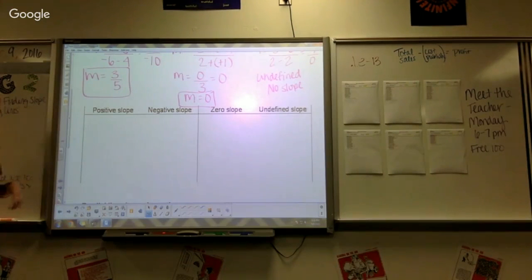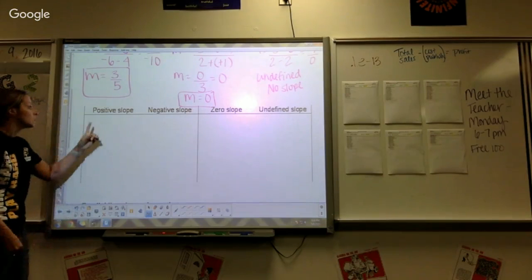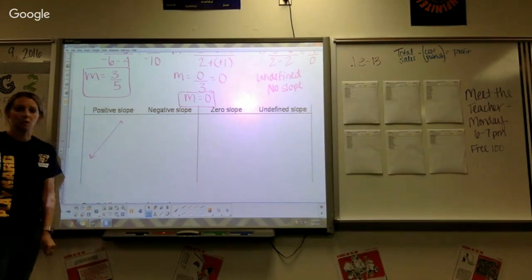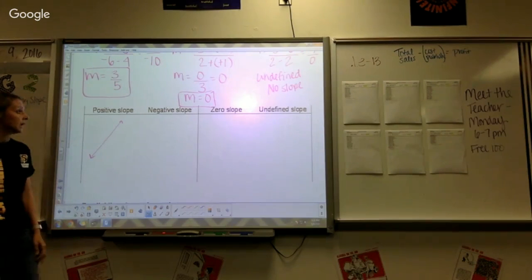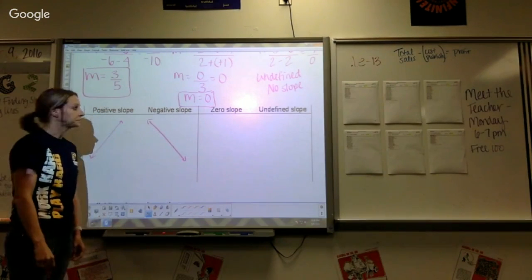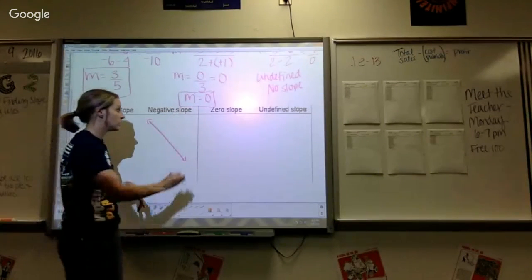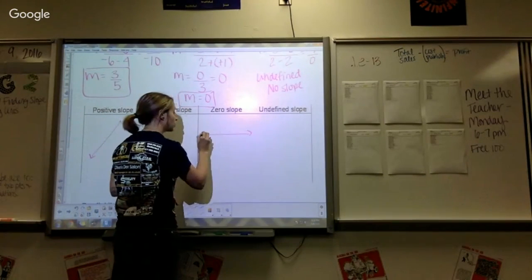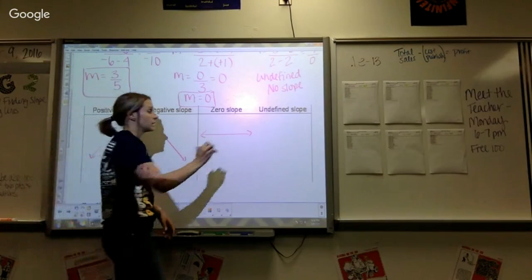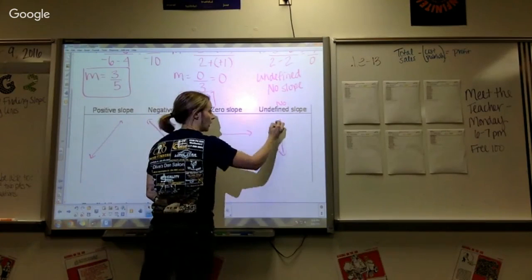Okay, so on a positive slope, you're always reading a graph from left to right, just like you read words. Okay, so positive slope should be increasing from left to right. So that's what a positive slope line would look like. A negative slope would be decreasing from left to right. 0 slope, which is like number 2 that we just looked at, when you have 0 slope, your line will be a horizontal line. And then undefined, which is the same thing as no slope, that will be a vertical line.